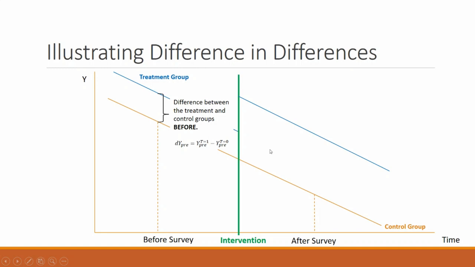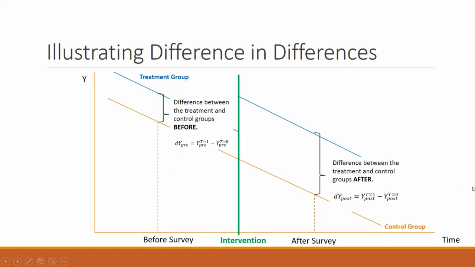Here's the difference between the treatment group and the control group before. So here's one of the differences: the difference between the treatment group and the control group before the intervention, which we call dy pre. That's the dependent variable pre. The subscript pre means before, the pre-survey, and the superscript t equals one means the treatment group. So I take y for the treatment group before, and I subtract y for the control group before, and this gives me the difference between the treatment group and the control group before the intervention.